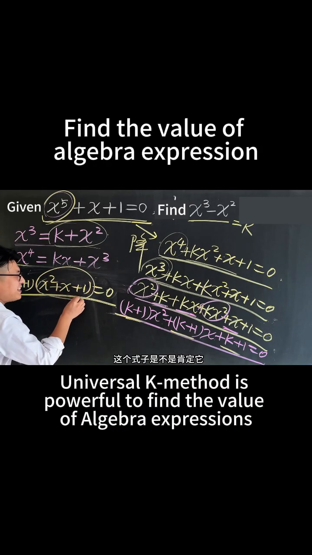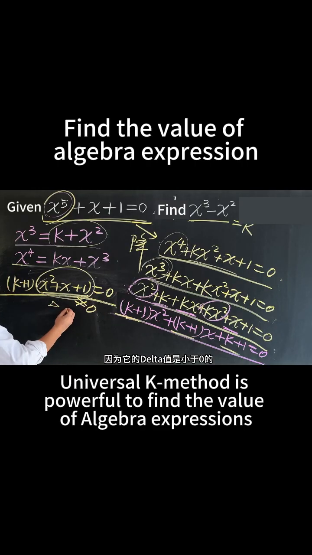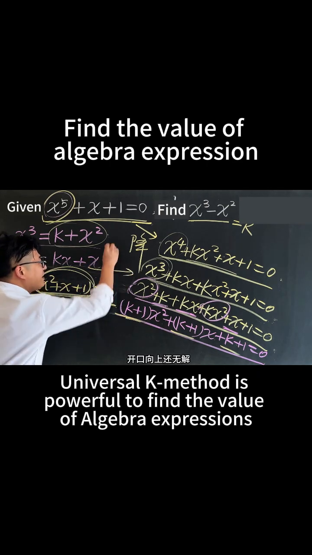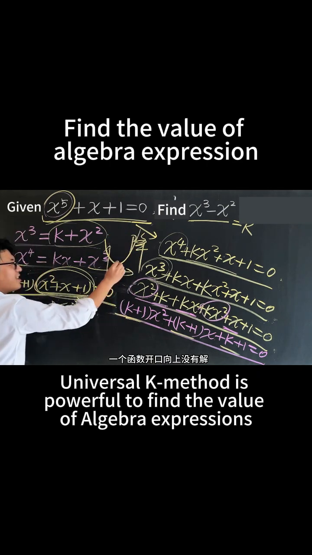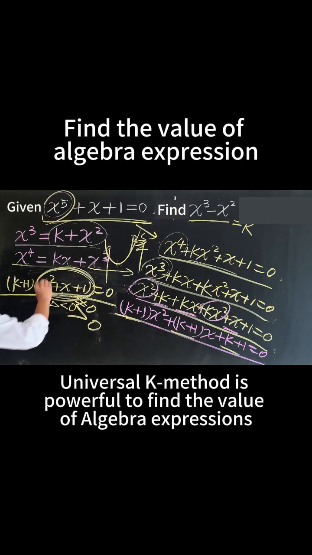Isn't it true that this expression definitely can't be equal to 0? Why can't it be 0? Because its discriminant is less than 0, b squared minus 4ac is less than 0. In other words, this parabola opens upwards and has no real roots. If a function opens upwards and has no roots, that means it's always greater than 0, so it can't possibly be 0.